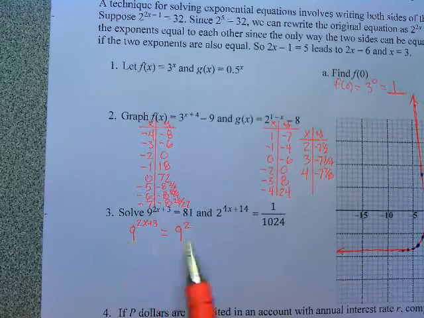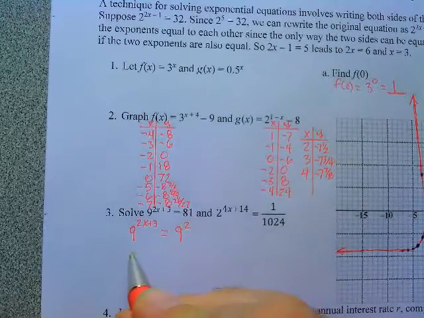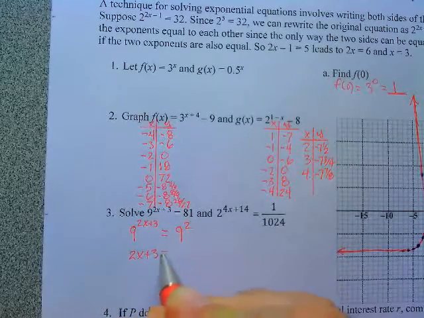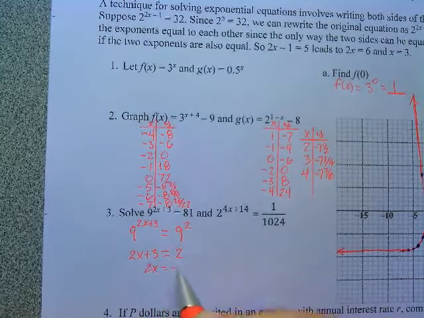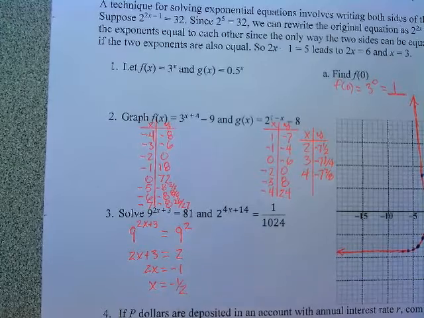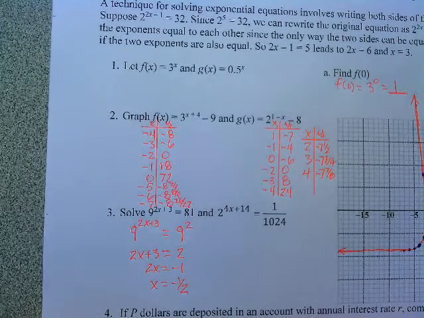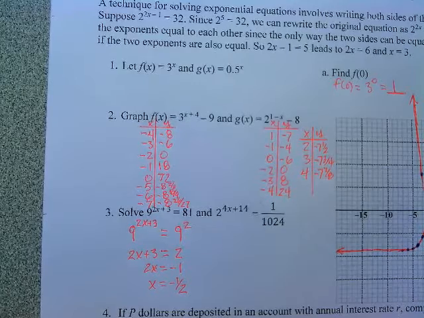Now that my bases are the same, the only way that this can be true is if the exponents also are equal. And so now I have 2x plus 3 equals 2. So 2x equals negative 1. And therefore x equals negative 1/2. And so I have solved that exponential equation.